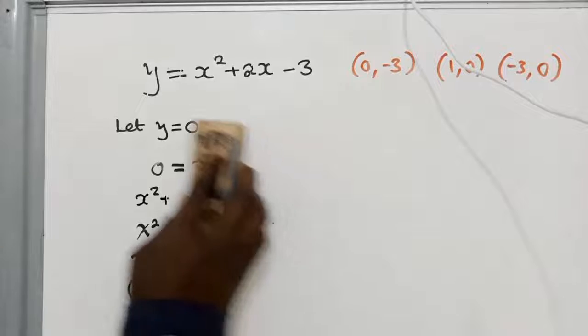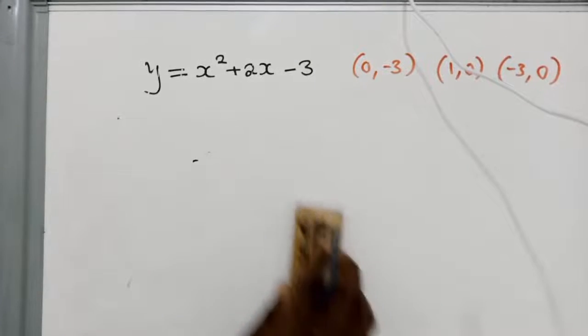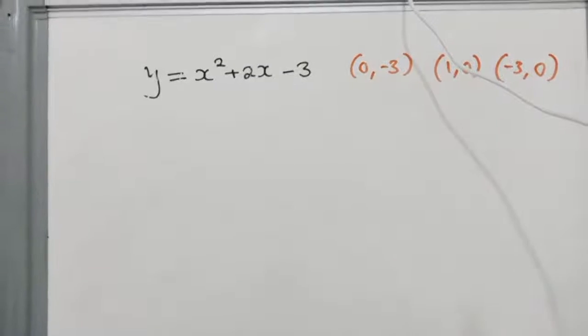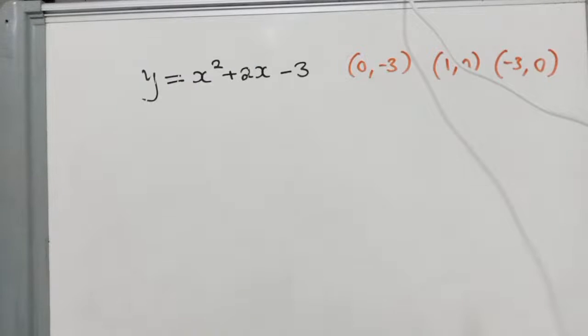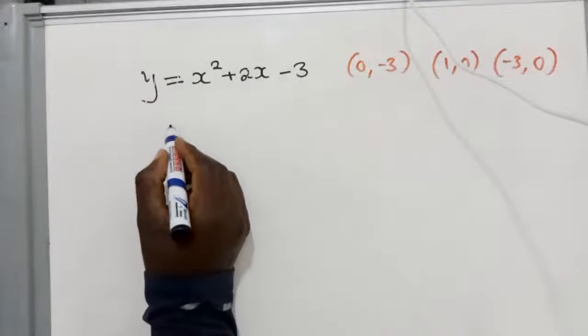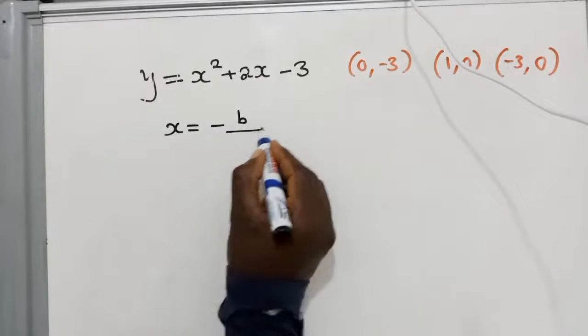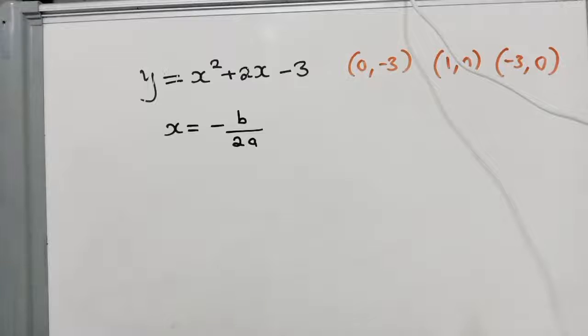So how do you find the turning point? To find the turning point, there is a formula we use. There are two formulas. I'll go by this one to find the x value. So this is the formula. Wherever you have been asked to find the turning point, you can use this formula.